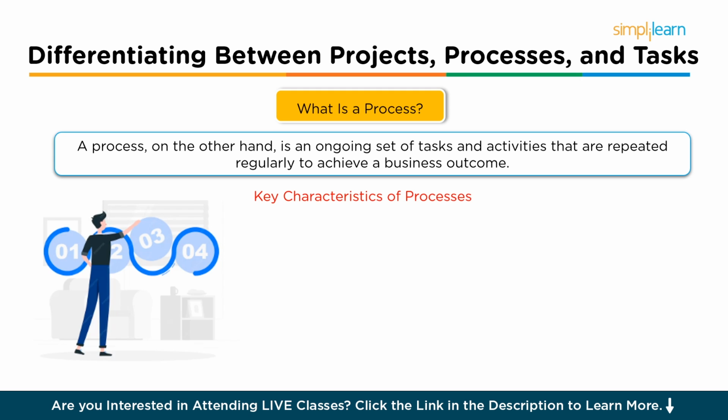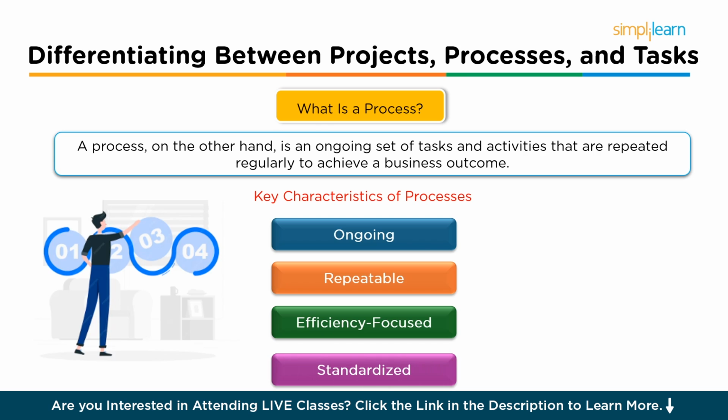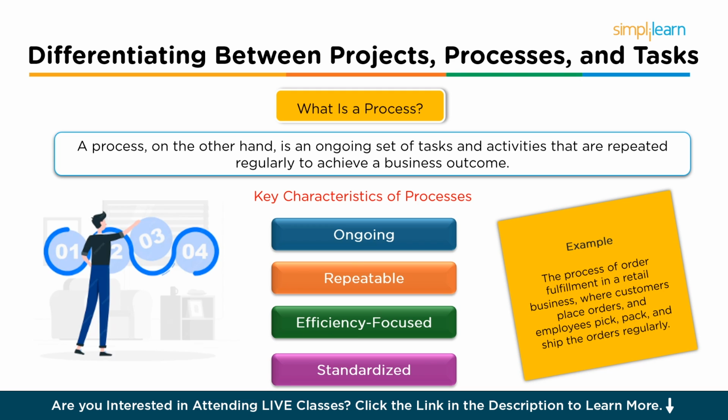Key characteristics of processes: ongoing. Processes are continuous and have no end date. Repeatable. Processes are designed to be repeated in a consistent manner. Efficiency-focused. Processes focus on optimizing resources, reducing cycle times, and improving overall business performance. Standardized. Processes follow a standard sequence of steps to ensure consistency and quality. Example: the process of order fulfillment in a retail business, where customers place orders and employees pick, pack, and ship the orders regularly.